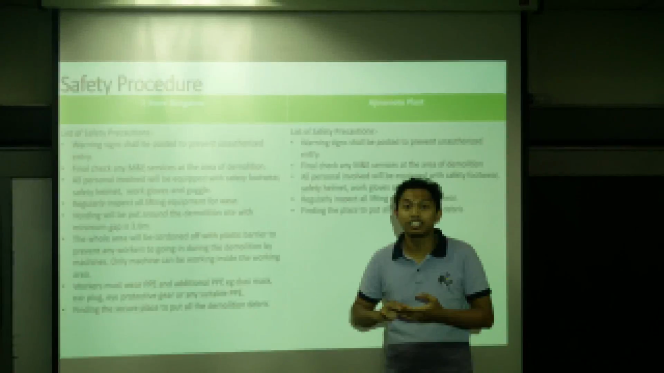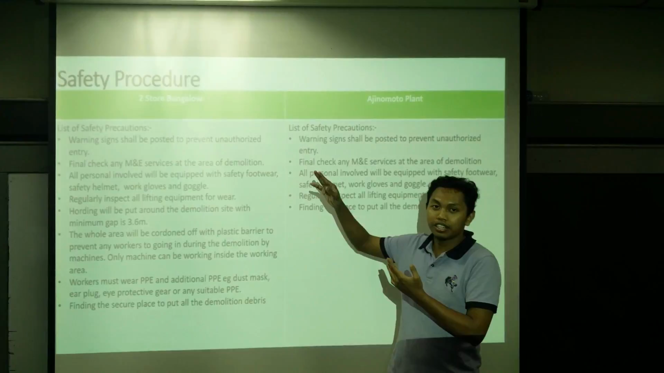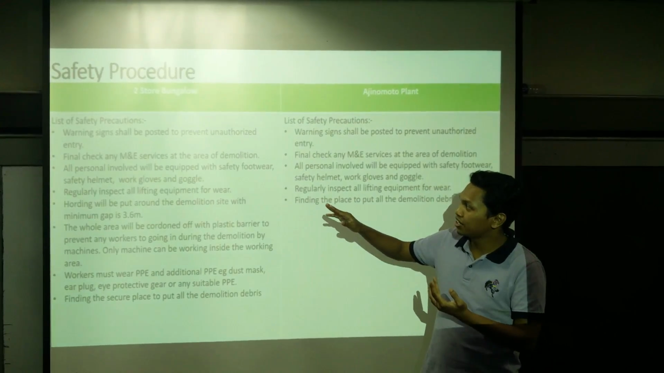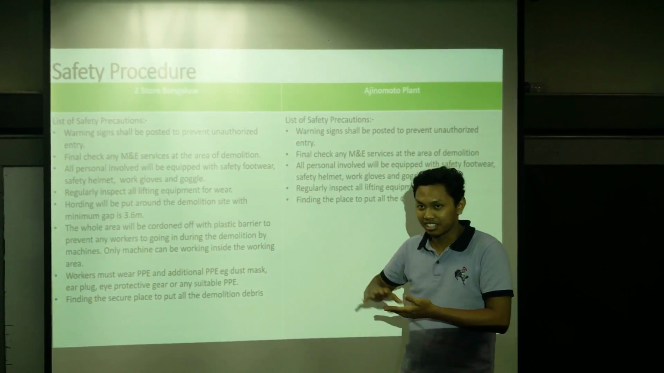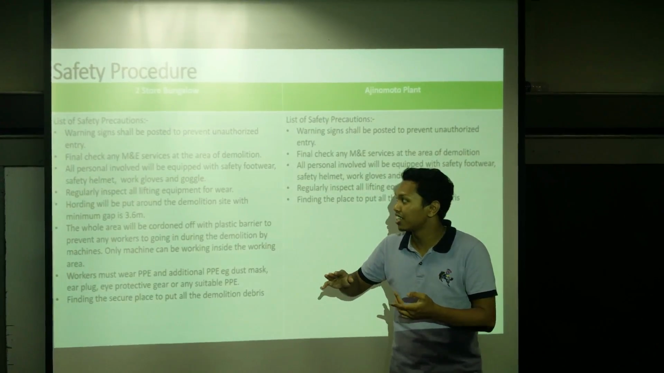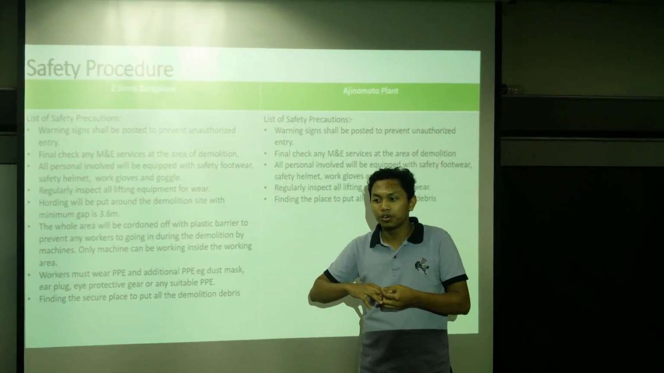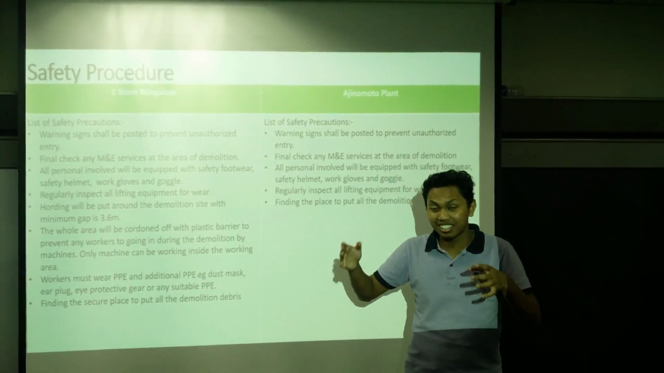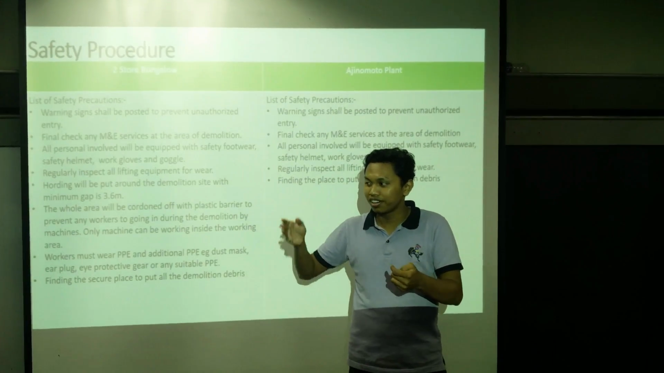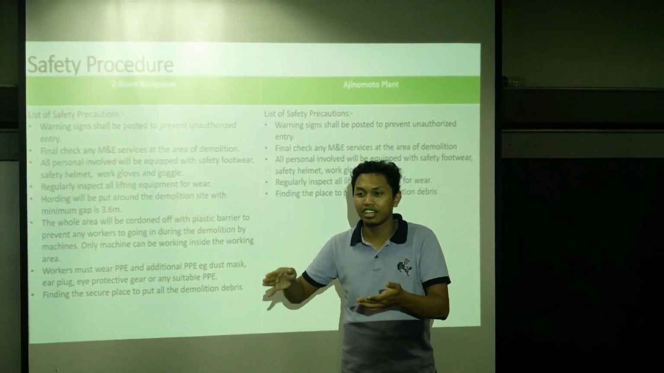I'm going to present about the safety procedure for this case study. First, we can see the two-story bungalow. The list of certification is that warning signage shall be posted to prevent unauthorized entry. This means that we need to protect the site from any trespasser. Then furniture and amenity services at the area of demolition. Meaning we need to know if there are any existing services at the location, because we do not want to affect them.